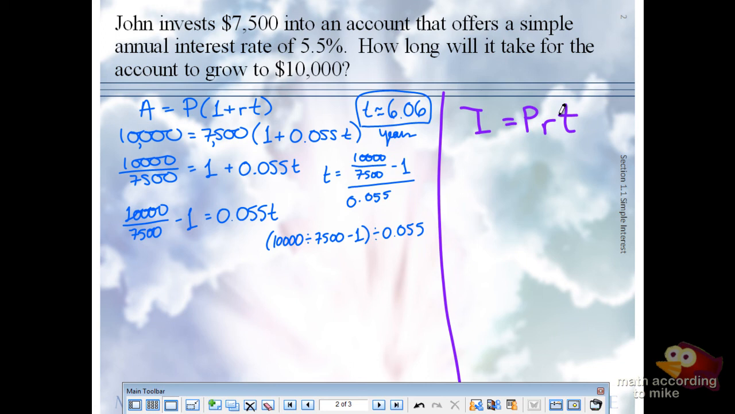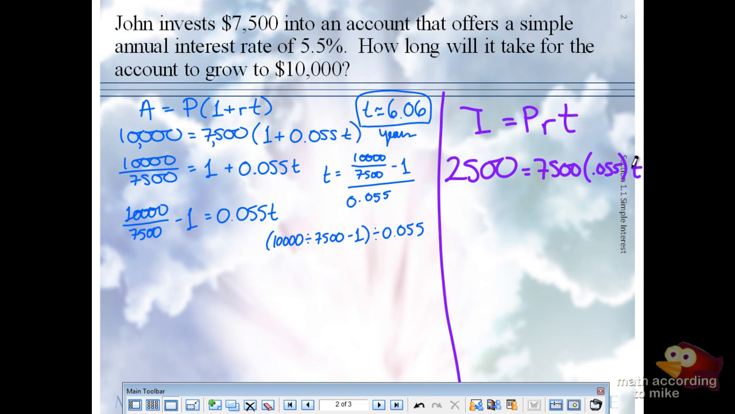How much interest did he earn? We do know that. He went from 7,500 to 10,000, so he earned 2,500. This formula is less to work with, but it's the I that trips everyone up. I, capital I, is the interest earned or charged, in this case earned. So I is the 2,500. But the P and the R remain the same. The P is what we started with, 7,500. The R is the 0.055. And T is T.